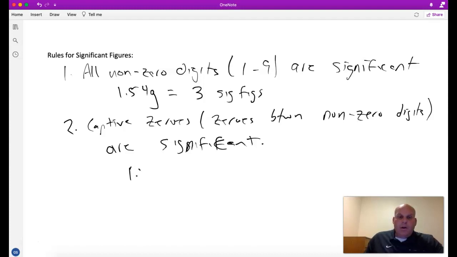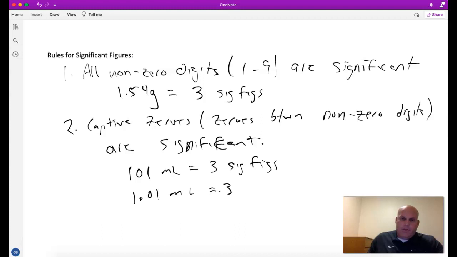So 101 milliliters has 3 sig figs. Doesn't matter if there's a decimal point here, 1.01 milliliters, also 3. Doesn't matter how many zeros, 10.01 milliliters would have 4 sig figs.